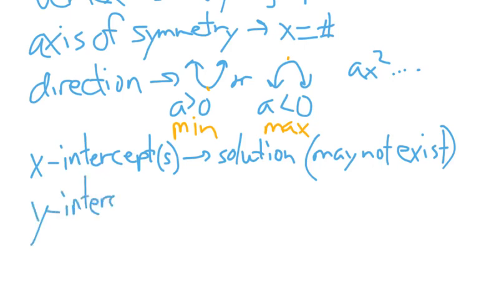The final one we have is the y-intercept, and this one's easy. Going back to our equation, ax squared plus bx plus c, the y-intercept is simply c. That is where the graph crosses the y-axis. So enough talk about all these terms. Let's look at some pictures and see what we can do with all this.